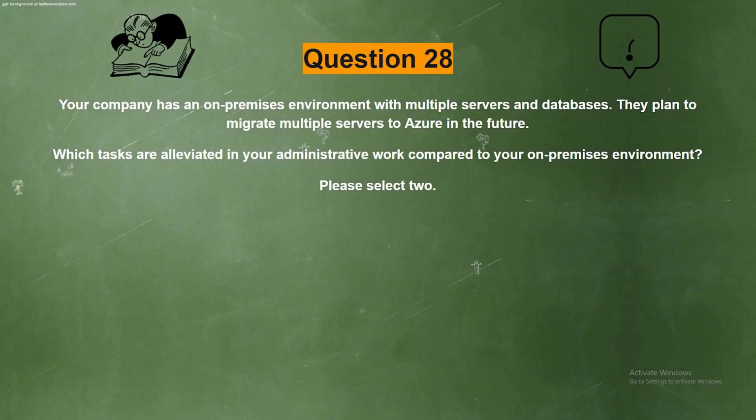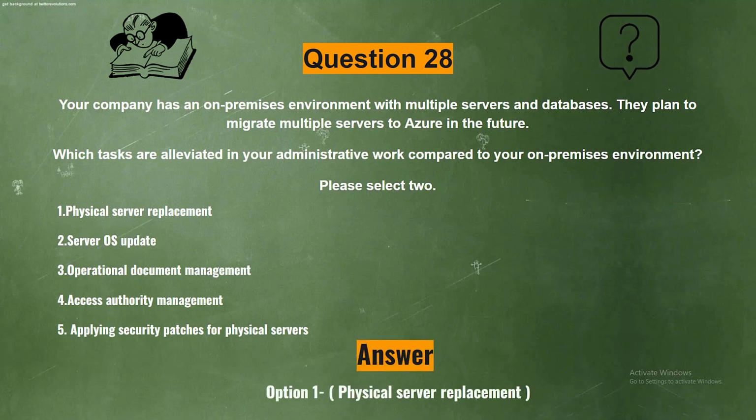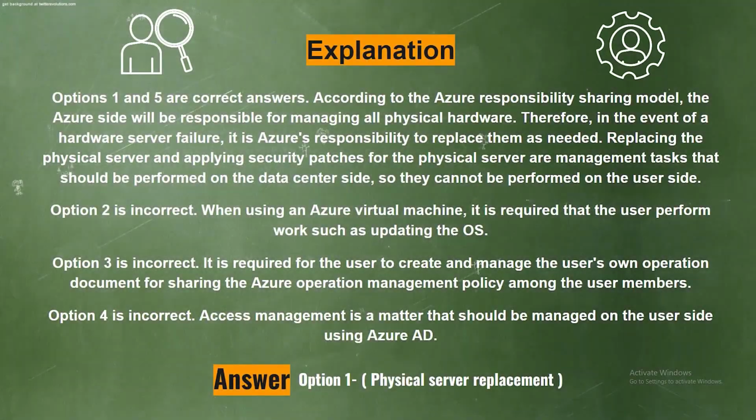Question 28. Your company has an on-premises environment and multiple servers and databases. They plan to migrate multiple servers to Azure in the future. Which tasks are alleviated in your administrative work compared to your on-premises environment? Please select 2. And the options are: Option 1, Physical Server Replacement. Option 2, Server Operating System Update. Option 3, Operational Document Management. Option 4, Access Authority Management. Option 5, Applying security patches for physical servers. And the correct answer is Option 1, Physical Server Replacement, and Option 5.